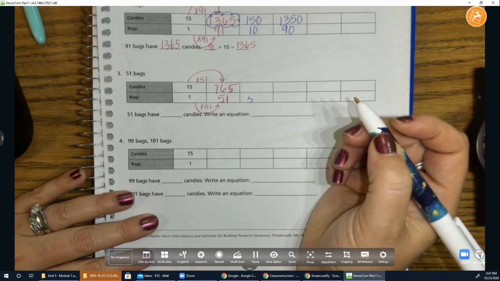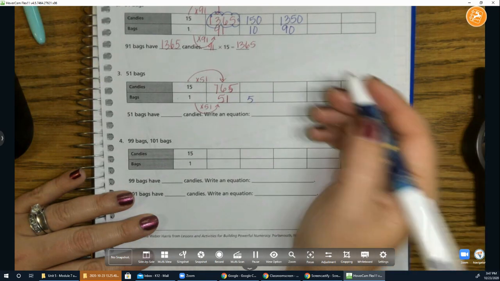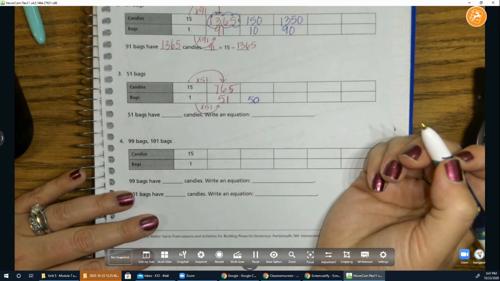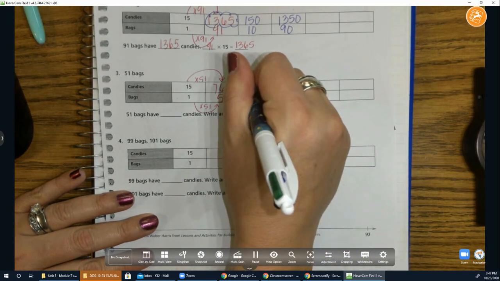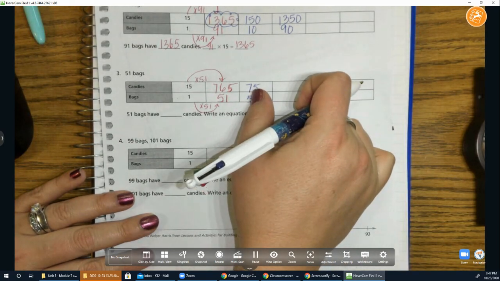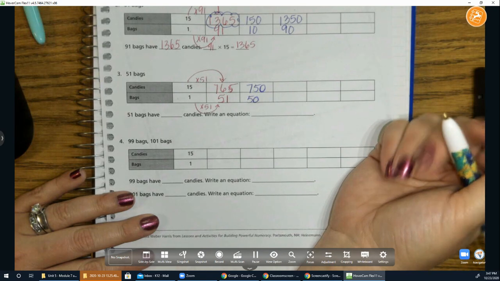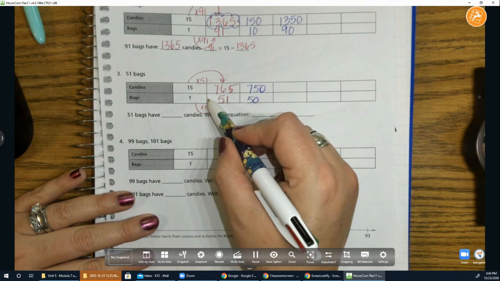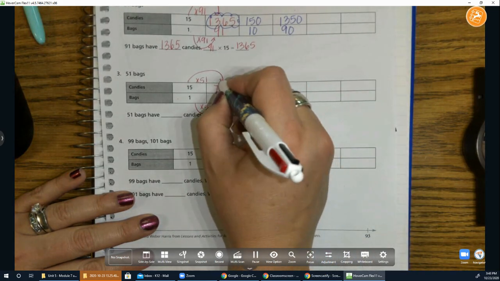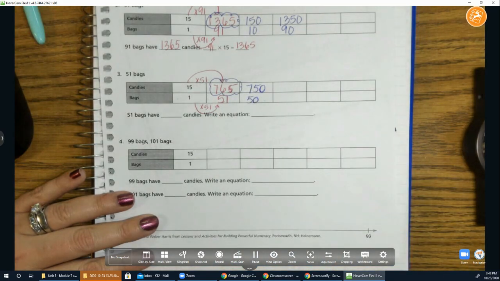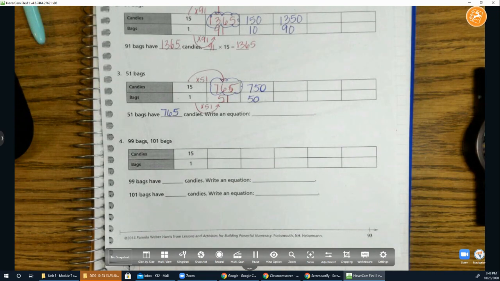Again, the next way you can do this is, if I can get to 50, well, I know 10 is 150. Or you can think of even 5, which is 75. So if 5 was 75, then for 50 we just add a 0 to it, which is 750. And then 50 plus 1 gives me 51. So 750 plus 15 gives me 765. So there would be 765 pieces of candy in 51 bags.